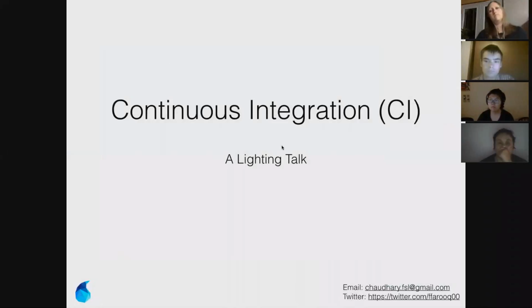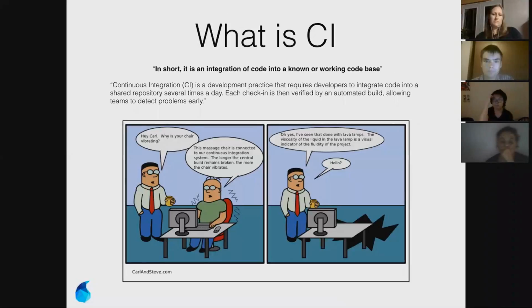All right, so continuous integration. So what is continuous integration? In short, it's basically an integration of code into a known or working code base. More briefly, it's a development practice that requires developers to integrate code into a shared repository several times a day.